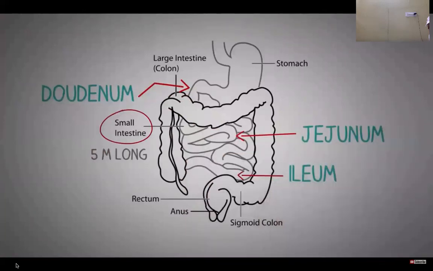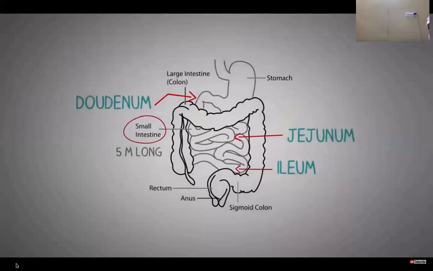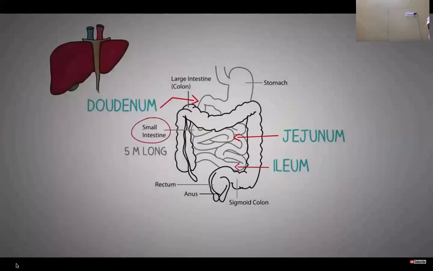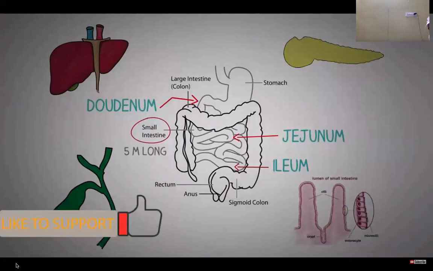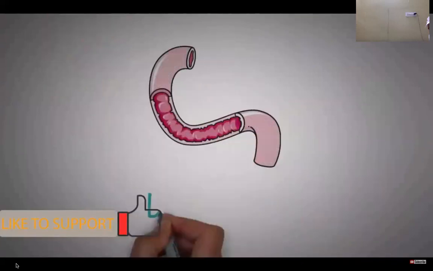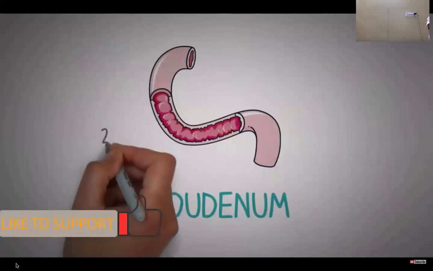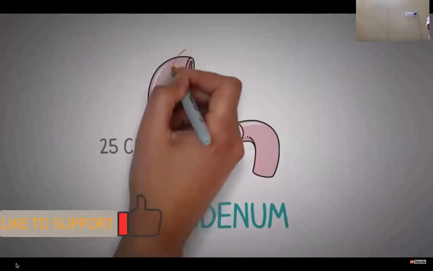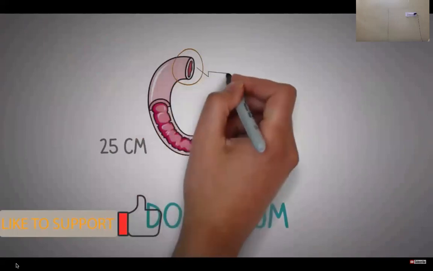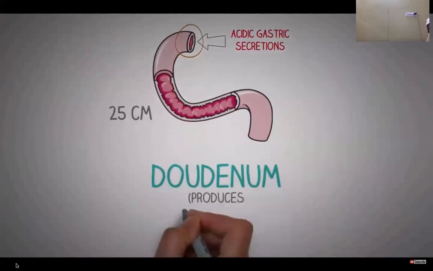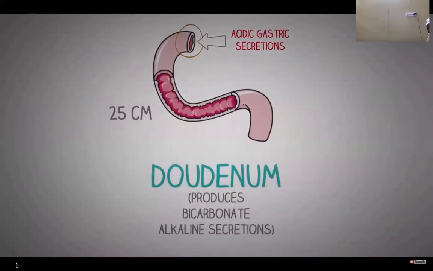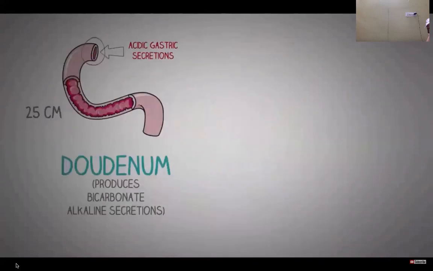The small intestine has the main job of digestion and absorption of food. This is performed by abundant enzymes through the liver, pancreas, gallbladder, and the small intestinal wall itself. The first part, the duodenum, is the shortest, which is about 25 centimeters in length. Since it is connected to the stomach at the upper end, it receives strong acidic chyme which can potentially damage its wall. So it produces bicarbonate-rich alkaline secretions that neutralize the acid.